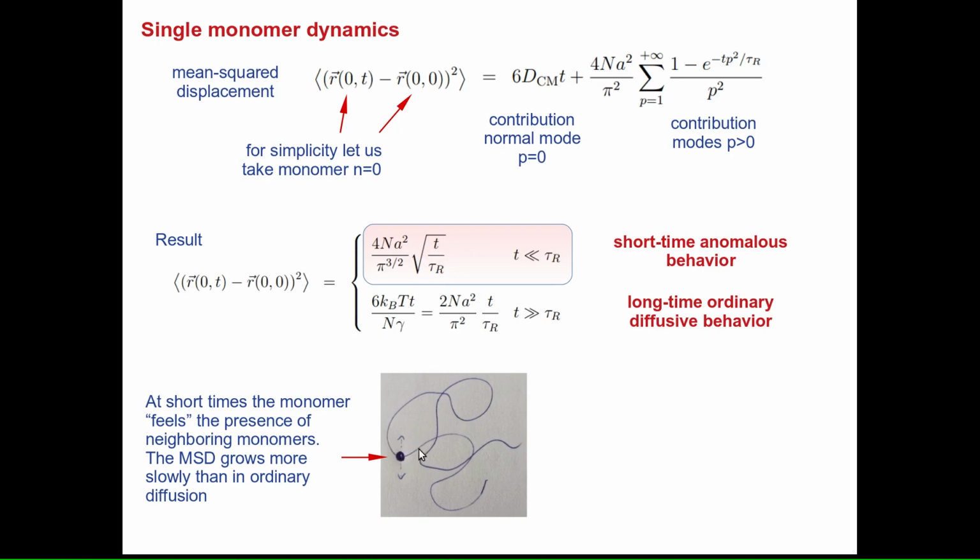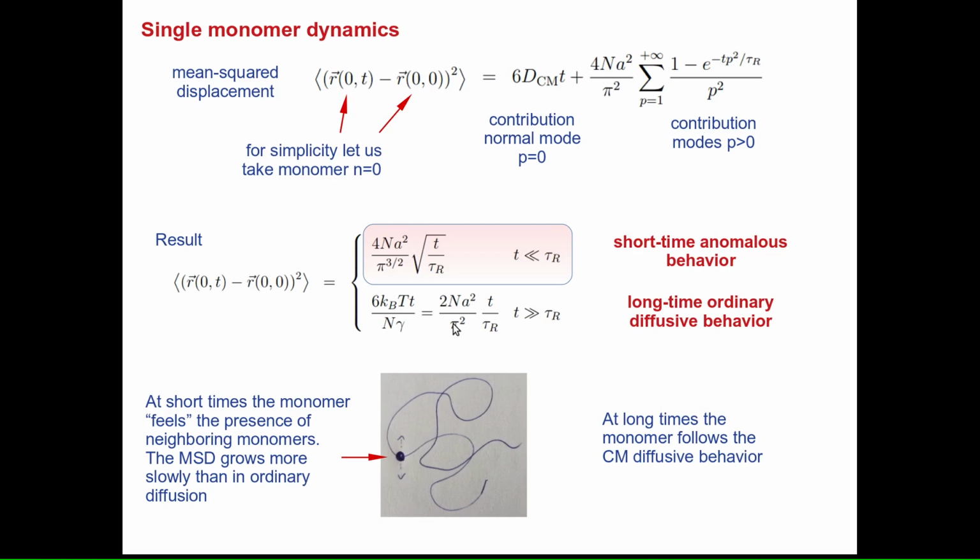This is the anomalous behavior. But finally, at sufficiently long times, the whole polymer also moves, right? The center of mass moves. So the mean square displacement at long times gets dominated by these center of mass terms. That's why you have two regimes. It's very interesting, this expression.